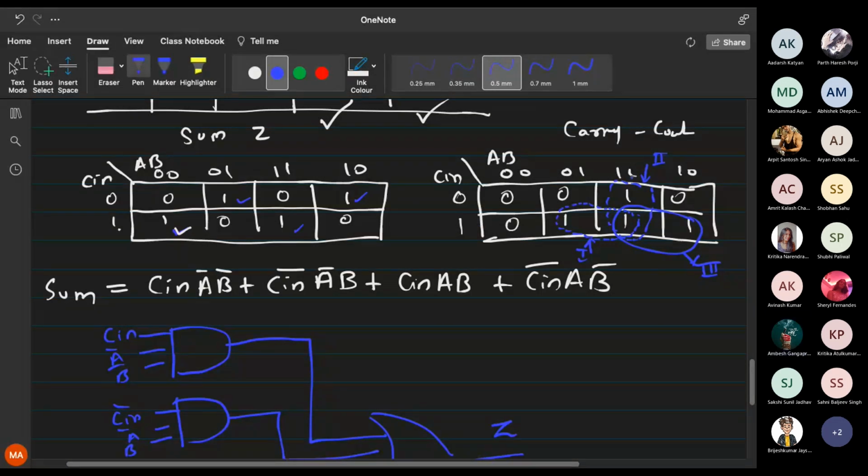So C in is common. What is the equation? C in B. Right? C in B. Yes, sir. What about this case? Group 2. AB. AB. Very good. What about this case? C in A. C in A. Very good.